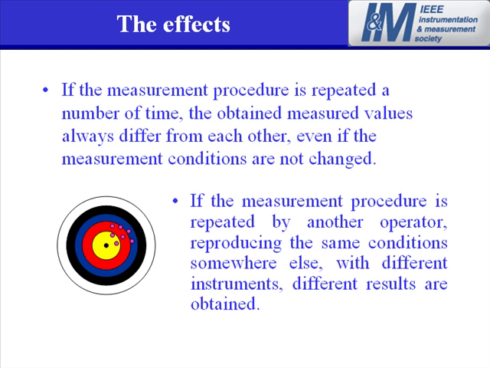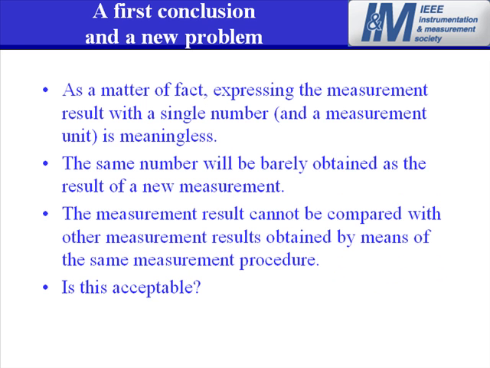Furthermore, if the measurement procedure is repeated by another operator who reproduces the same measurement conditions somewhere else and with different instruments, although maybe of the same type as our ones, different results are obtained again. Coming back to the example of the shooter, a different shooter will create a different burst pattern than the one we created. Well, at this point we can draw a first conclusion. We can't express a measurement result with a single value because this is meaningless. This same value will be barely obtained by a new measure.